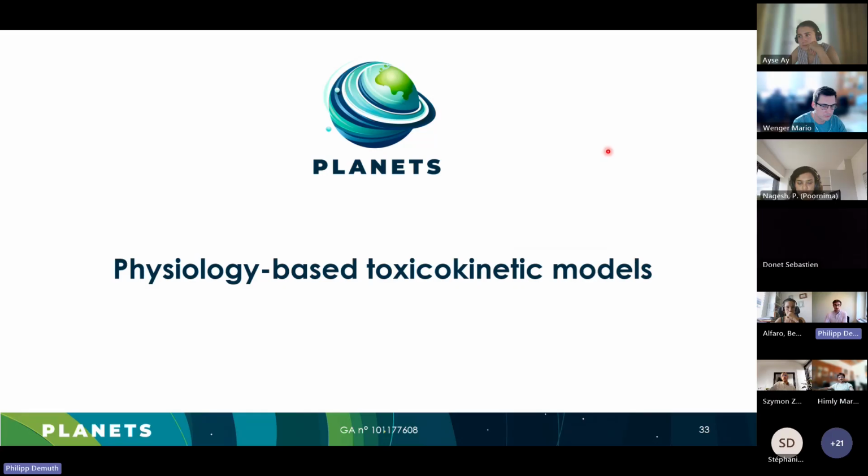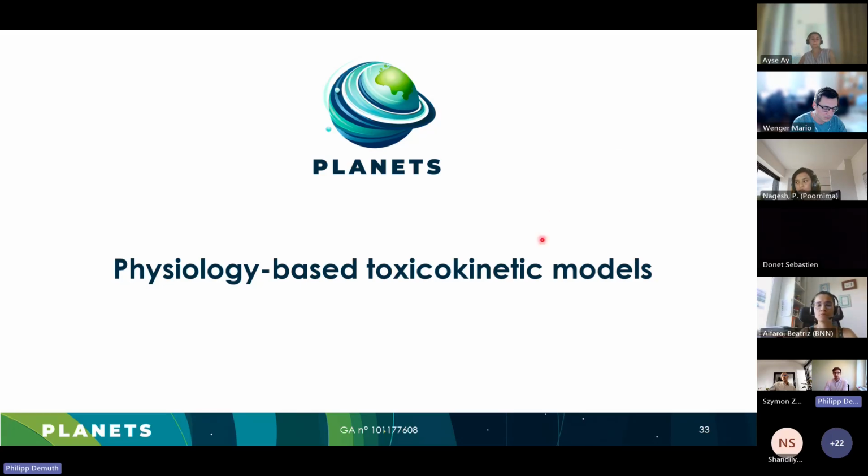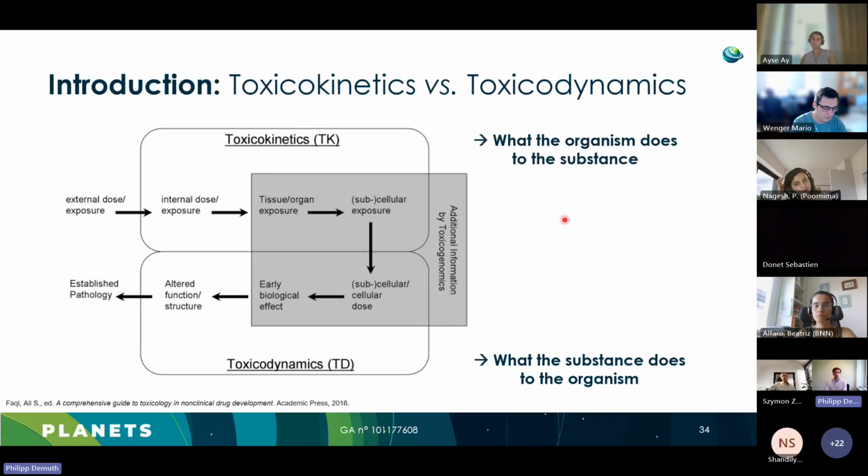As already introduced, we are now interested in how we can relate external exposure to internal exposure. Doing that without the use of animals can be done by using physiology-based toxicokinetic models. For this reason, I would like to first start with a quick introduction into toxicokinetics.